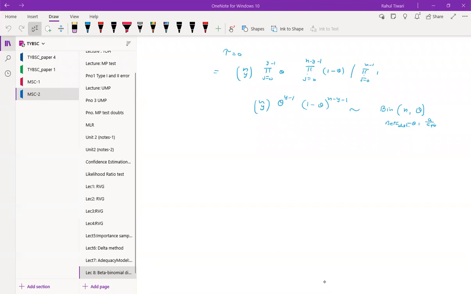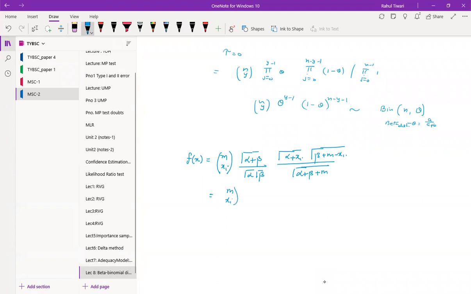So after rewriting the theta marginal distribution, we get f of x is equal to gamma alpha plus beta divided by gamma alpha gamma beta, plus xi. The same expression can be written as six. After six, we can divide by theta.